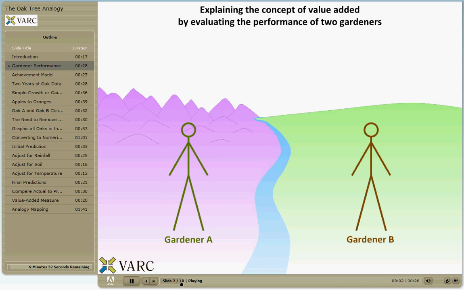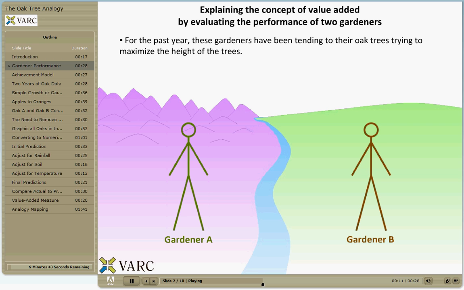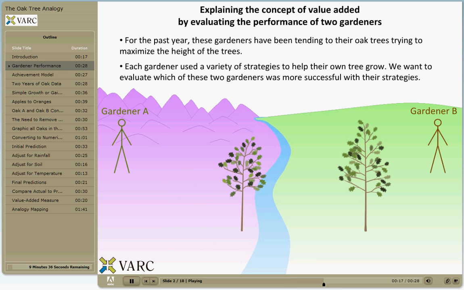In this analogy, we will be explaining the concept of value-added by evaluating the performance of two gardeners. For the past year, these gardeners have been tending to their oak trees, trying to maximize the height of the trees. Each gardener used a variety of strategies to help their own tree grow. We want to evaluate which of these two gardeners was more successful with their strategies.